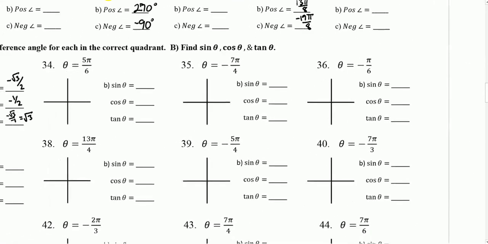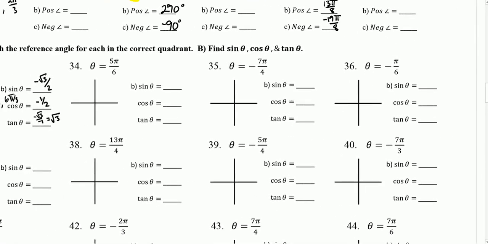Number 35, we have negative 7 pi over 4. So here's 0, we're going in the negative direction. Here's negative 4 pi over 4, which is the same as negative pi. Keep going. We got negative 8 pi over 4, which is the same as negative 2 pi. And so we are in quadrant 1. With the reference angle, the difference between 7 pi over 4 and 8 pi over 4, which is pi over 4. Remember, pi is 180 degrees, so 180 divided by 4 is 45. So we got a 45-degree reference angle.